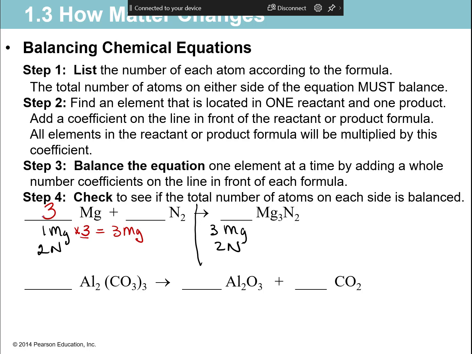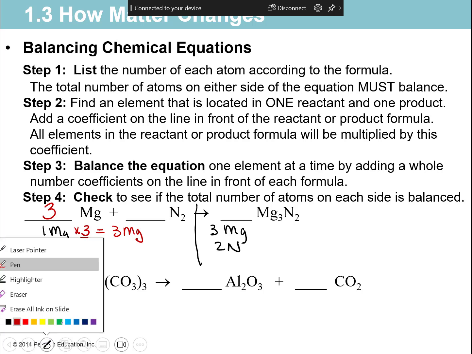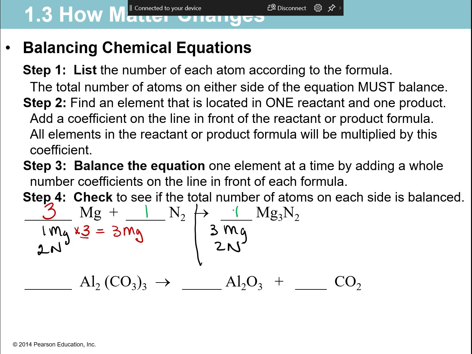So now what? Do I have to do anything else? No. So that one's balanced. So that means you can just put a 1 and a 1, or you could leave it blank. If you just had that 1, 3, it would be fine. I know some students that never put the 1, and I know other students that always put the 1. I put the 1 because it makes me check myself. That's just a way that I can go back and be sure.